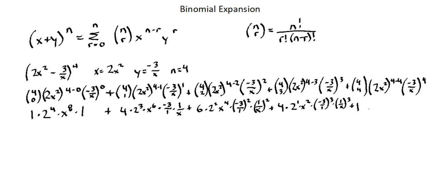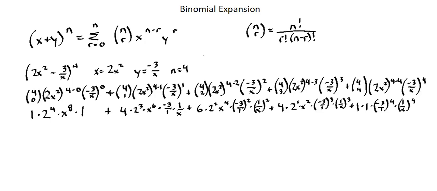plus our final term, the initial coefficient is 1, times 2x squared to the power of 4 minus 4 is 0, so that entire expression is simply 1, times negative 3 over x to the power of 4, which is times negative 3 over 1 to the power of 4, times 1 over x to the power of 4.